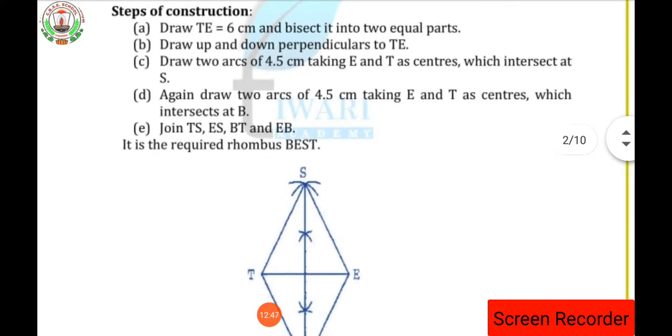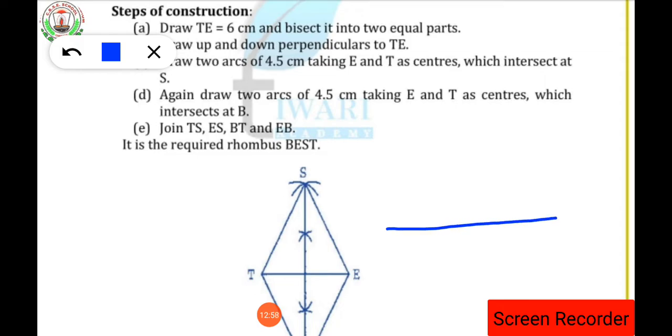We have to measure it. So first we have to do? First we will draw a straight line of how much? 6 cm. Here we have drawn a straight line. The name of the straight line we will mark as ET, 6 cm. Clear? Then after, draw ET 6 cm and bisect it into 2 equal parts. Draw the perpendicular up and down.